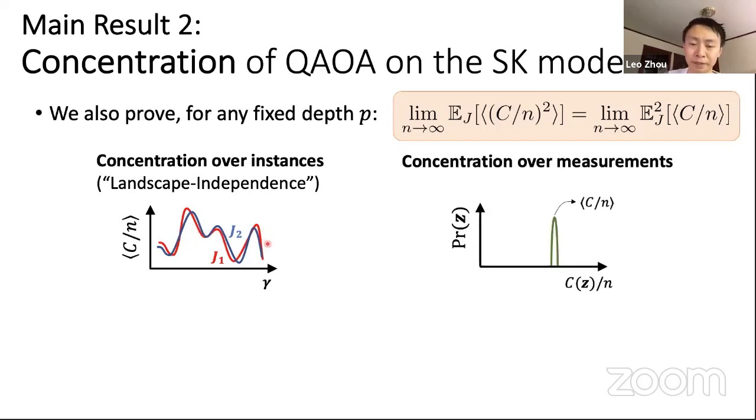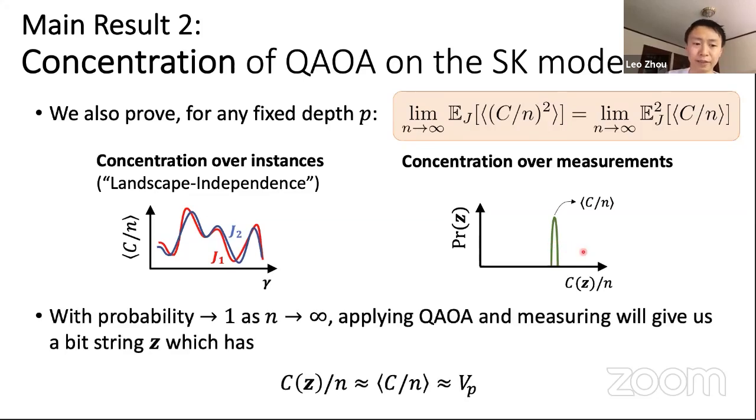But there's also another concentration result, which is concentration over measurements. This is saying that if you look at the output distribution of a QAOA circuit of any given depth, the cost function value that you get will also concentrate at the quantum expectation value. So there's very, very small variance in the energy outputted by the QAOA. Together, this means that as n goes to infinity, with probability going to 1, if you apply the circuit and measure in the z basis, it will give you a bit string that has a cost function value roughly equal to the quantum expectation value, which is itself this graph-instance-independent value that we call V_p.